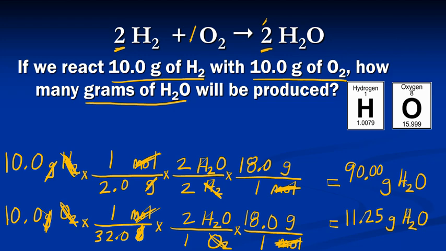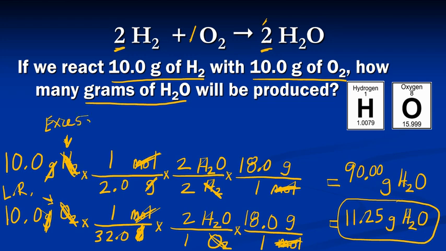Which one is the correct answer? It's always the smallest one. So it's 11.25 grams of water. And the reactant that produced that smaller number, which was O2, oxygen, is our limiting reagent, or our limiting reactant. And then the H2, I've crossed it out so it's kind of hard to see there, but H2, hydrogen, is what's left over. That would be our excess reagent, or our excess reactant.